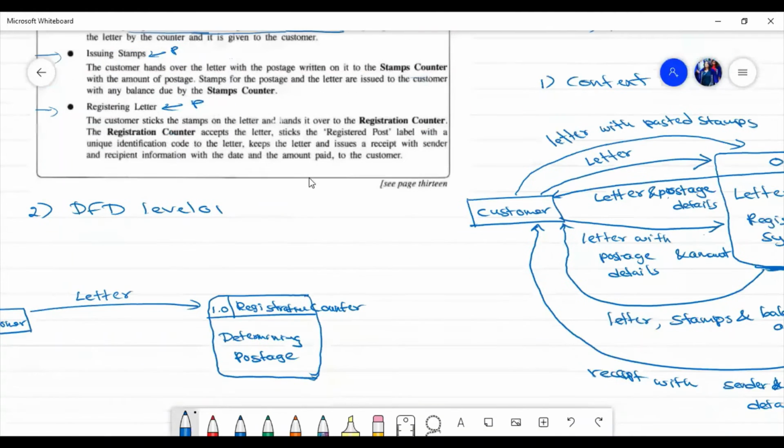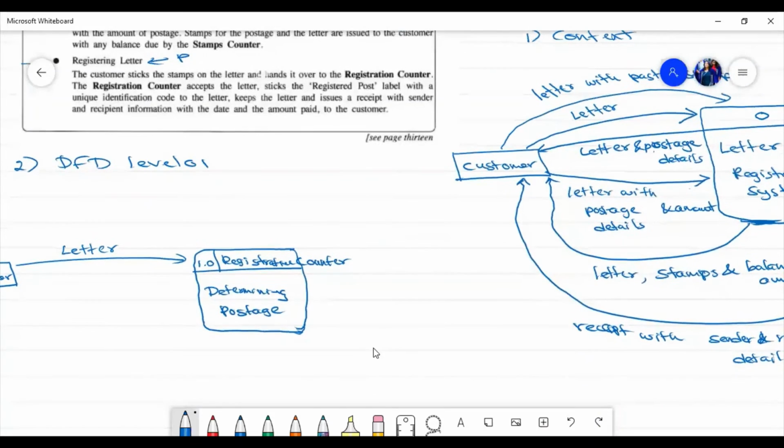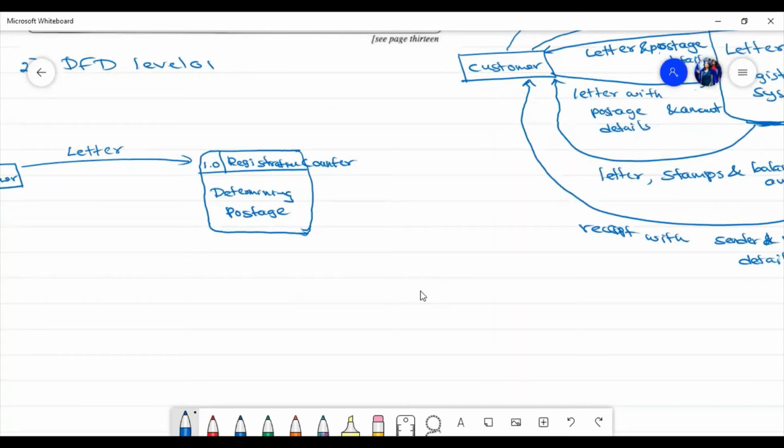Now once the customer has handed over the letter to the process, this process should weigh the letter, and then read the postage value according to the weight from a table. So there should be a data store then. They're mentioning a table but have not given a proper name. You can go with any name that you like, but it should be meaningful to the given scenario. So I can write postage details. That's my data store name, postage details.